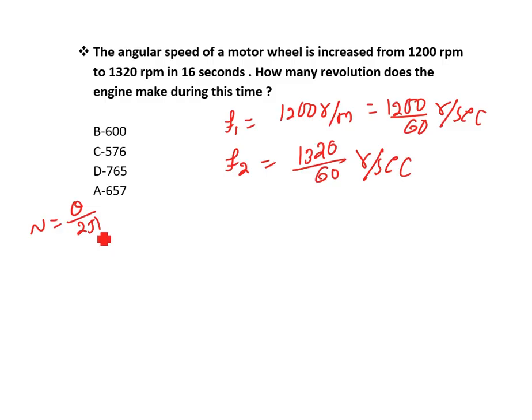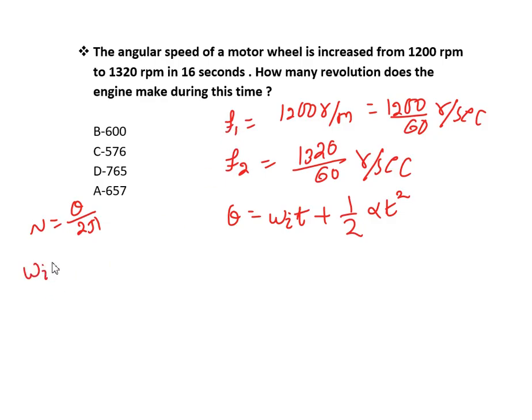For angular displacement I have the formula theta equal to omega I, the initial angular speed, into t plus half alpha t square. Alpha is angular acceleration. So we have to calculate omega and alpha. We'll proceed one by one. Omega I I will calculate from here.